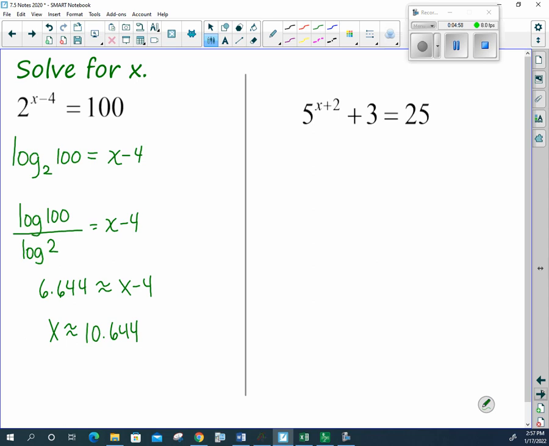Okay, so this one, I'm looking at it. The algebra I can do first is subtract 3. So I've got 5 to the x plus 2 equals 22. That's all I can do algebra-wise. So in order to solve for x, I cannot do anything in this form. So that means I have to convert it to logarithm form. So log base 5 of 22 equals x plus 2. So once again, we're going to have to do change of base.